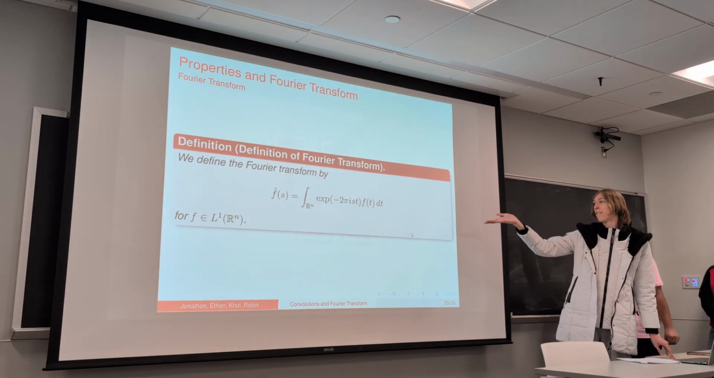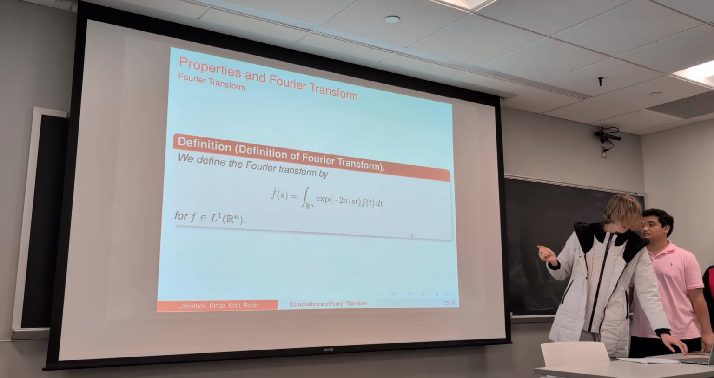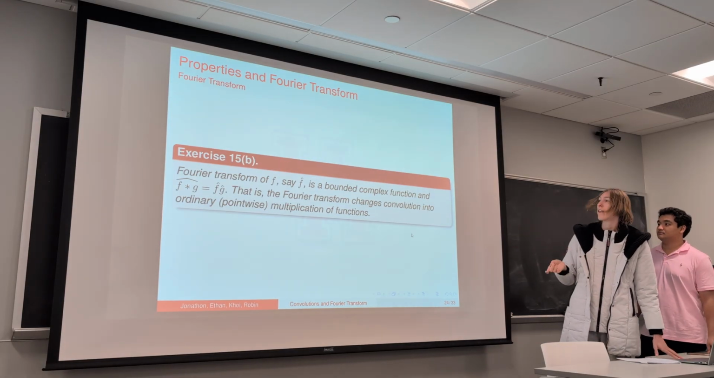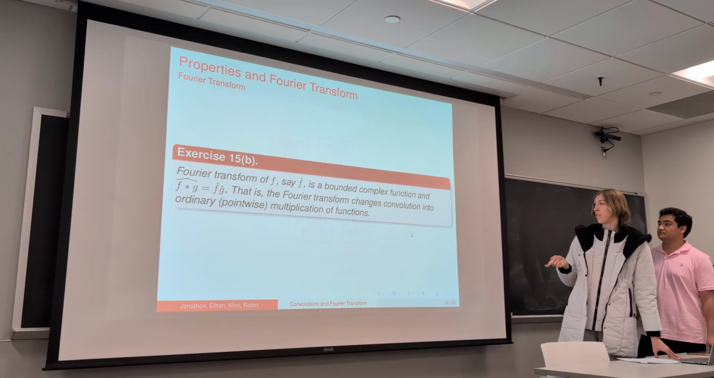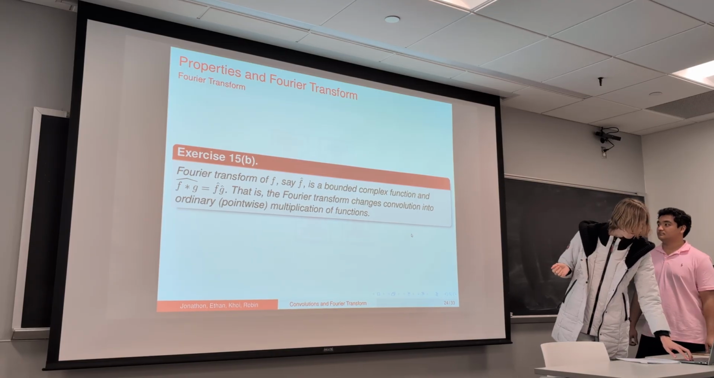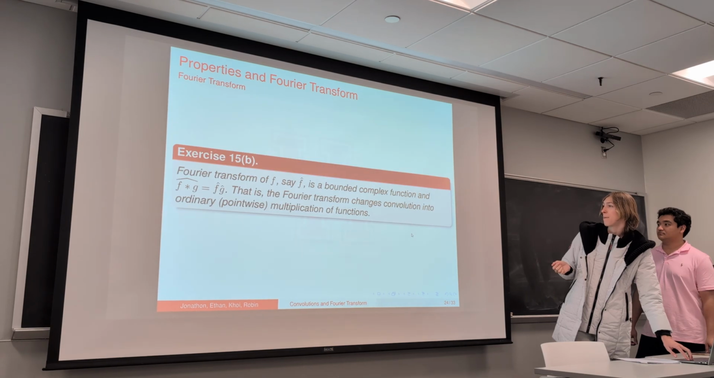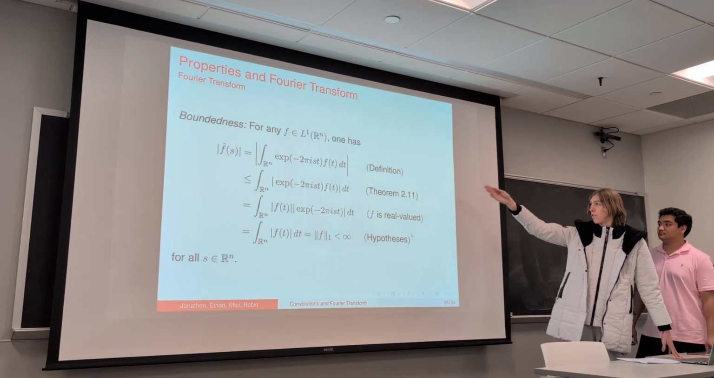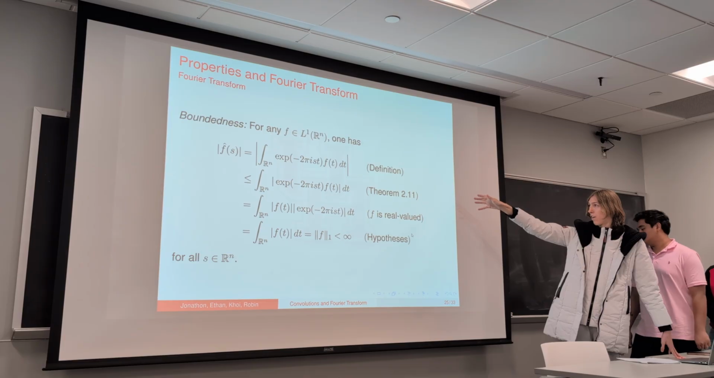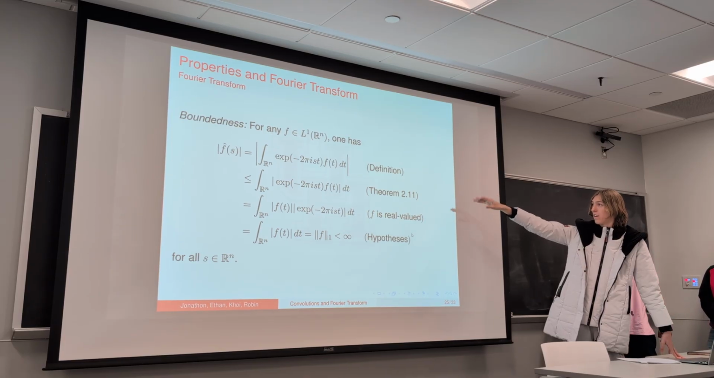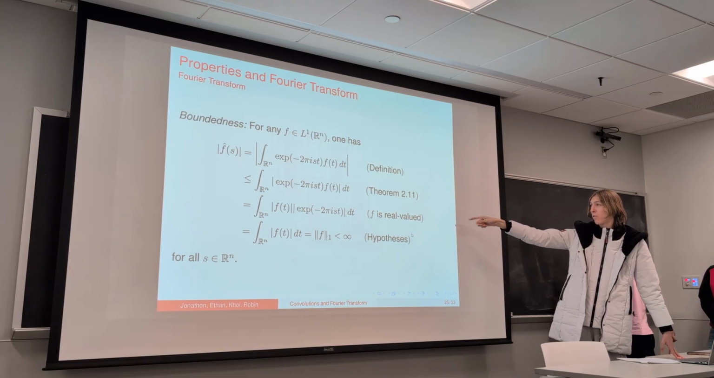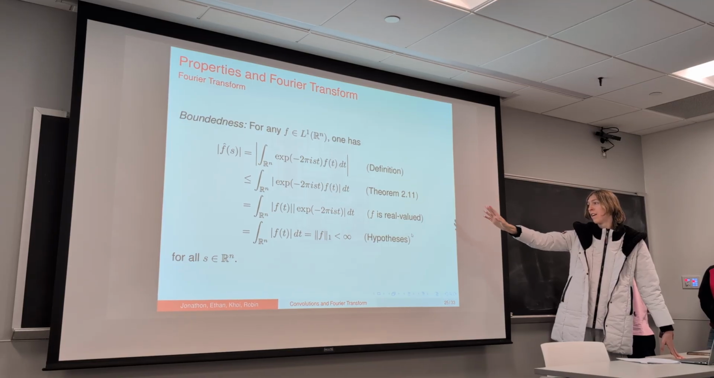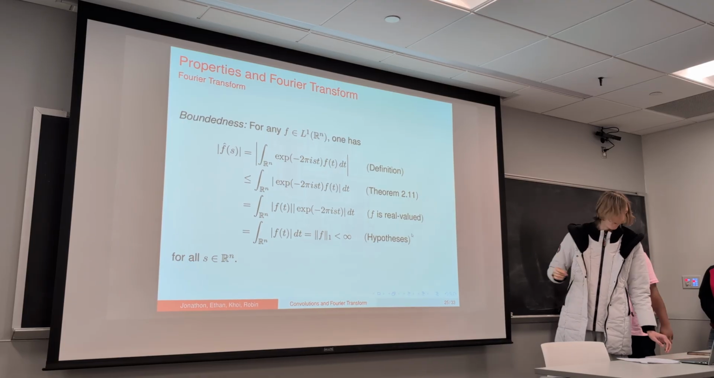Now, this is the definition of the Fourier transform. The Fourier transform of an L1 function is going to be bounded. Here's the proof. We just use our basic inequality for integrals here. The magnitude of the exponential function is just 1. The function is assumed to be in L1, so we get that this function is bounded.